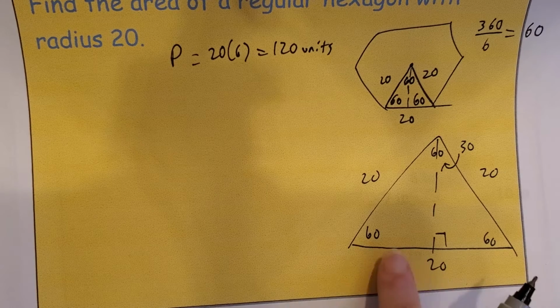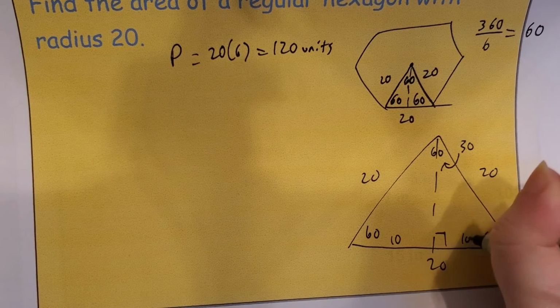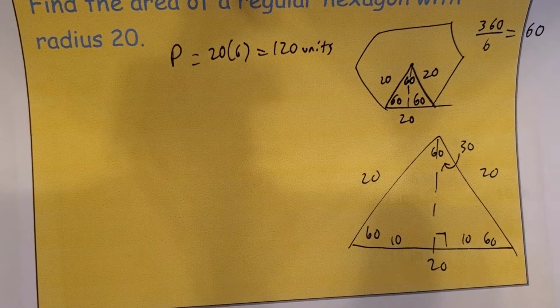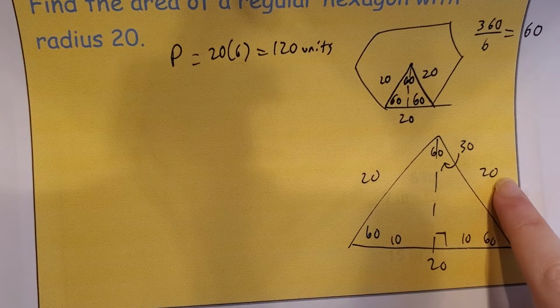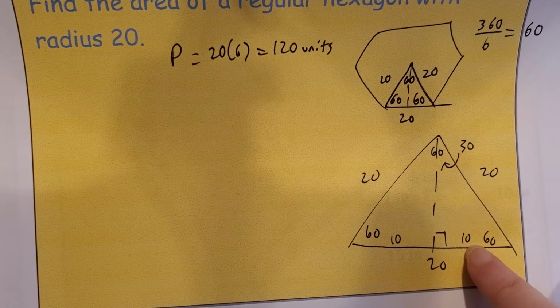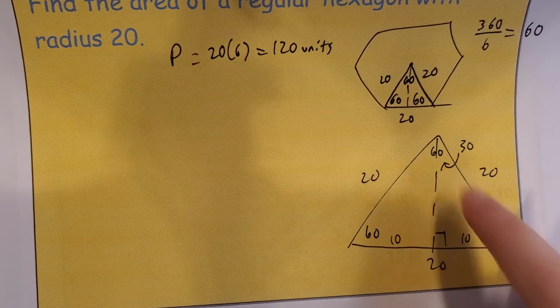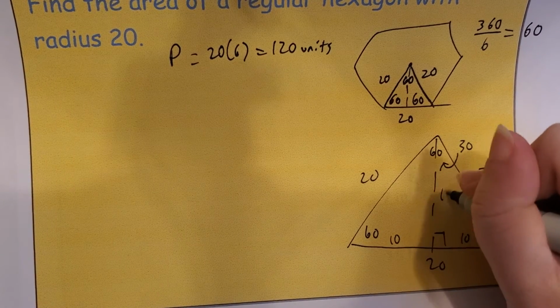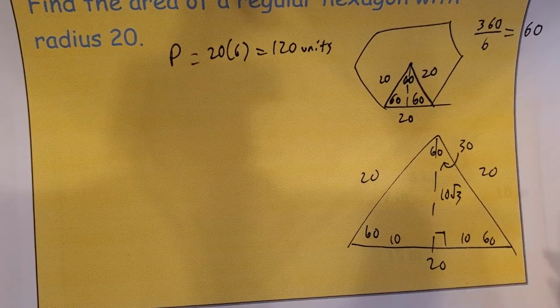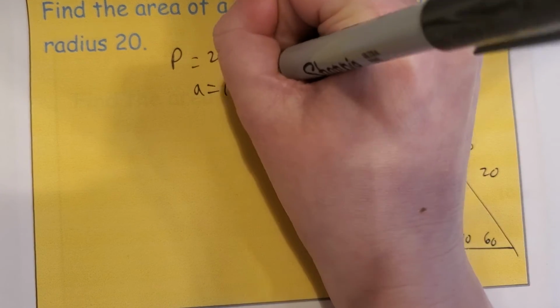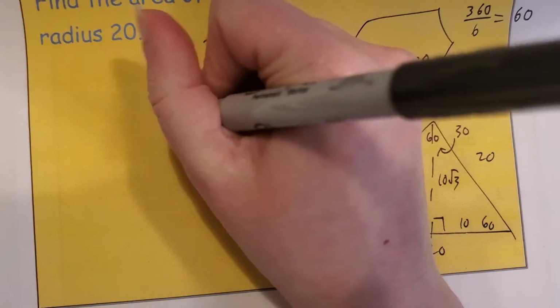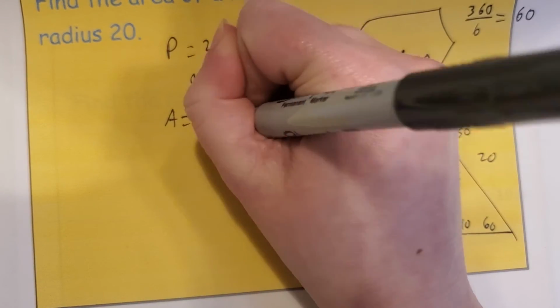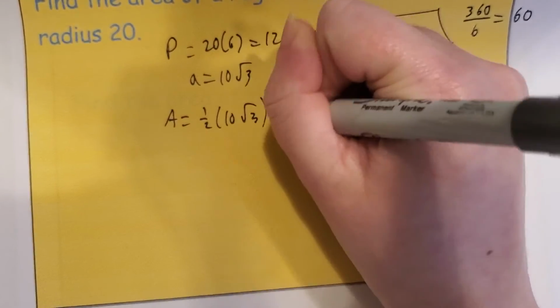This 20 down here splits evenly into 10 and 10. That helps us get our short leg. Or we could also use the hypotenuse of this half of the triangle. It's 20. 30, 60, 90 rules. Cut that in half. It gets us the 10 anyway. And then the apothem, again, following the 30, 60, 90 rules, is 10 root 3. So I'm going to write that down. The apothem is 10 root 3. And then we're going to plug all that in. So the area is 1/2 of 10 root 3 times 120.